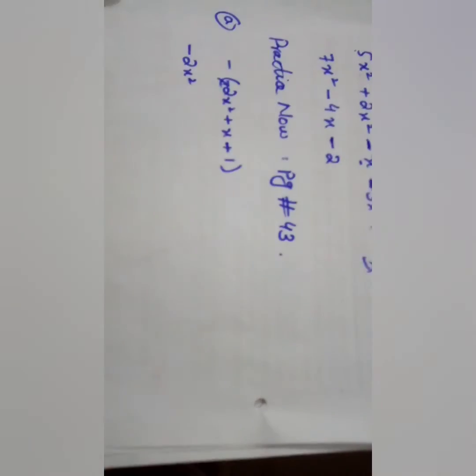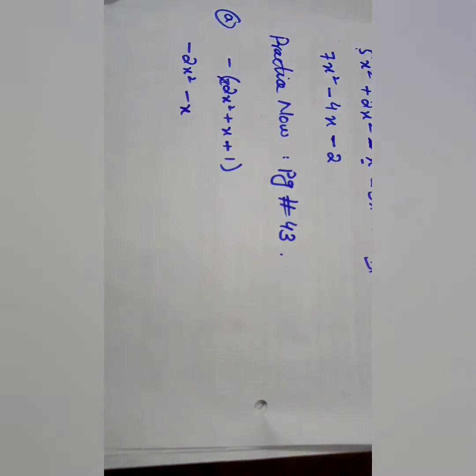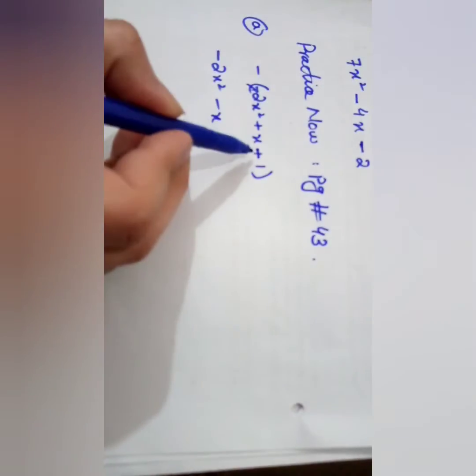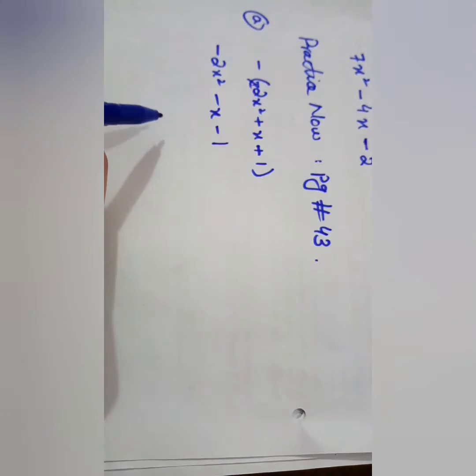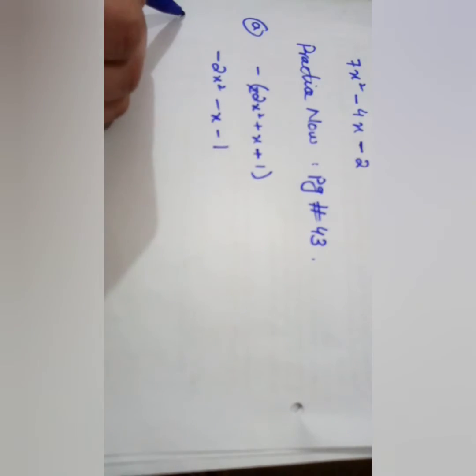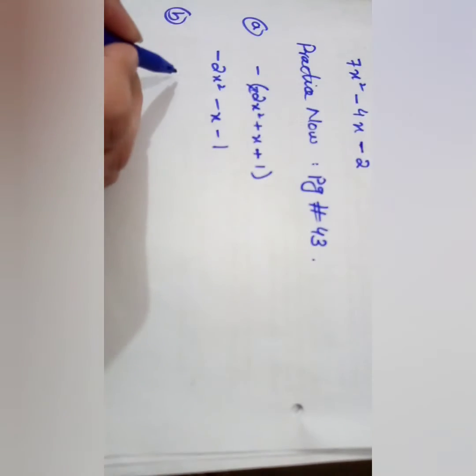Now again we have the plus sign. This plus sign will be again changed to minus 6. And this plus 1 will become minus 1. So it is all about the part A. Now move towards the part B.